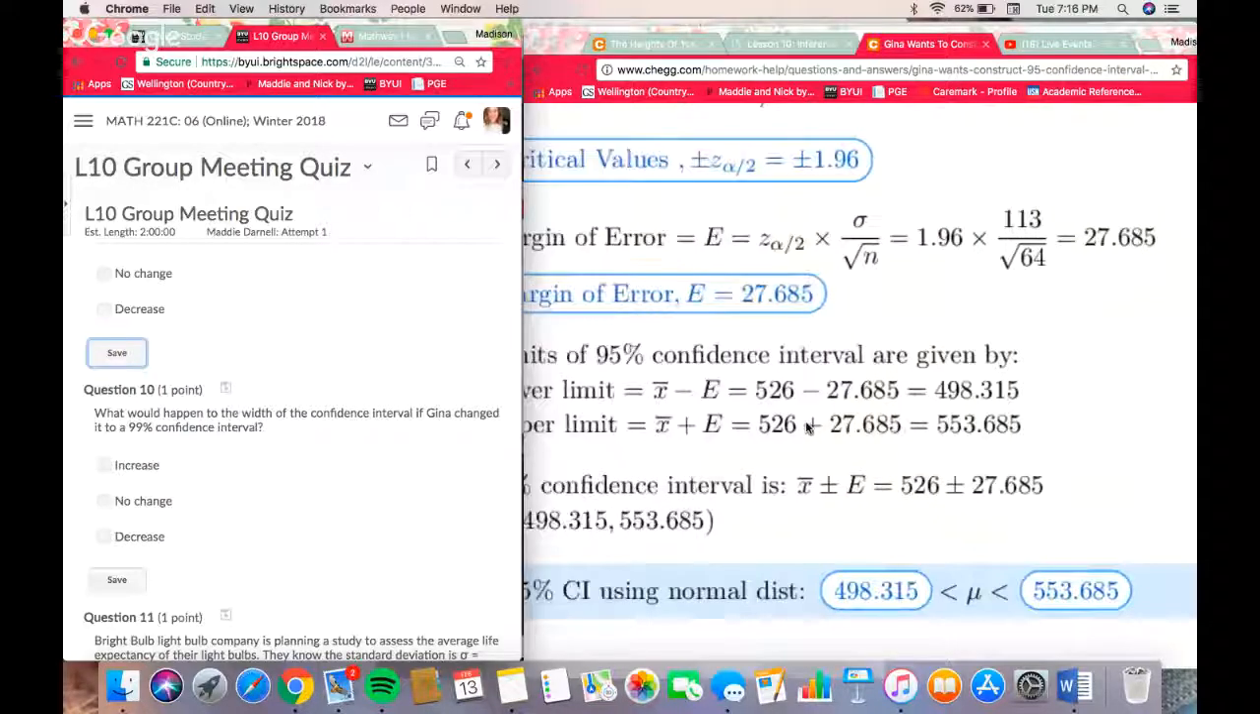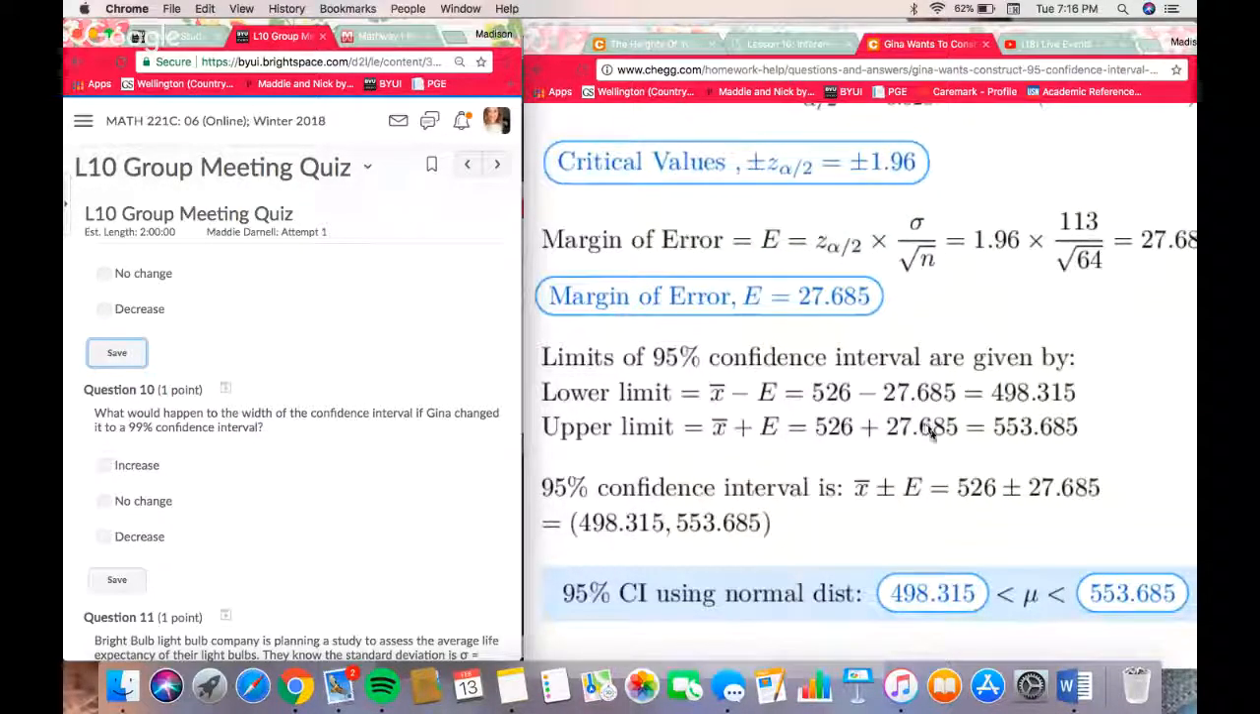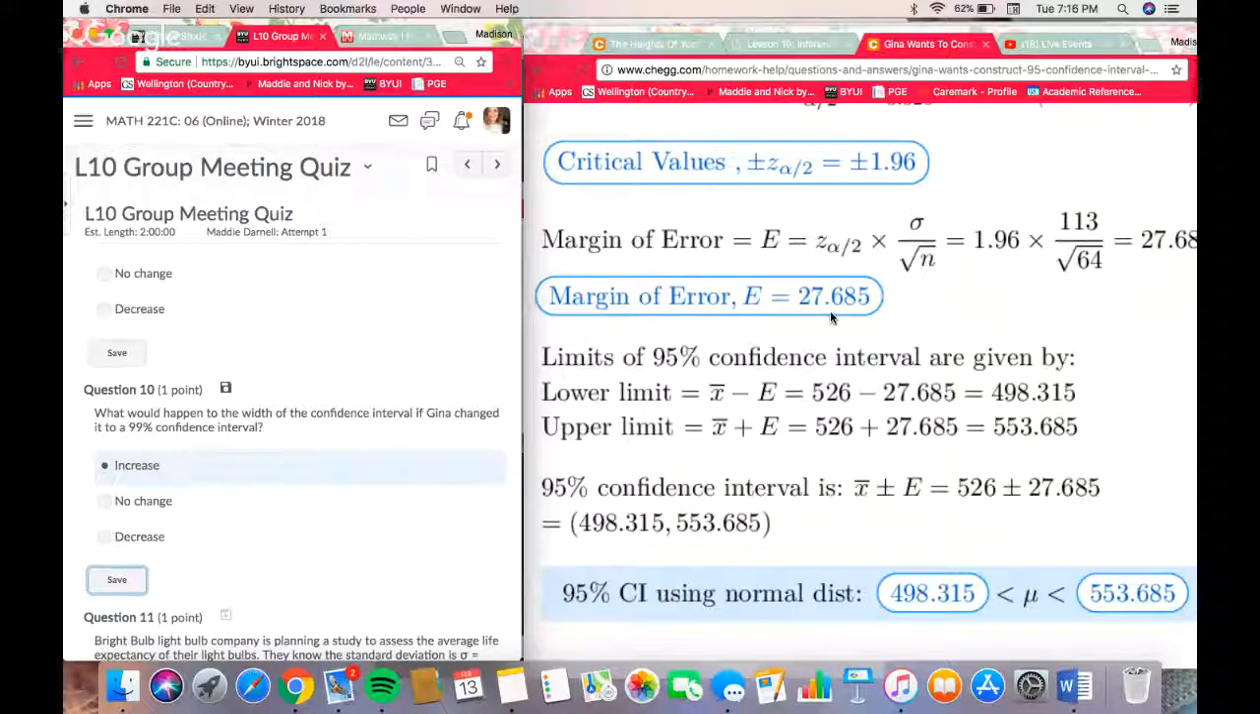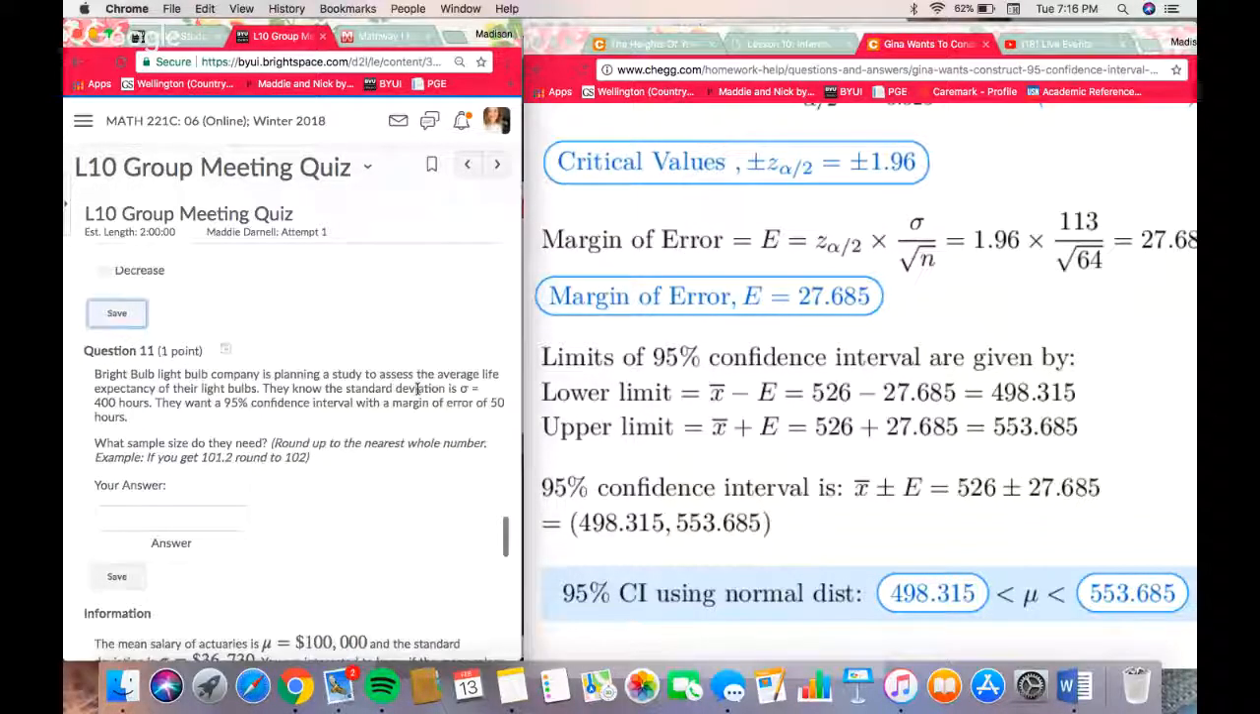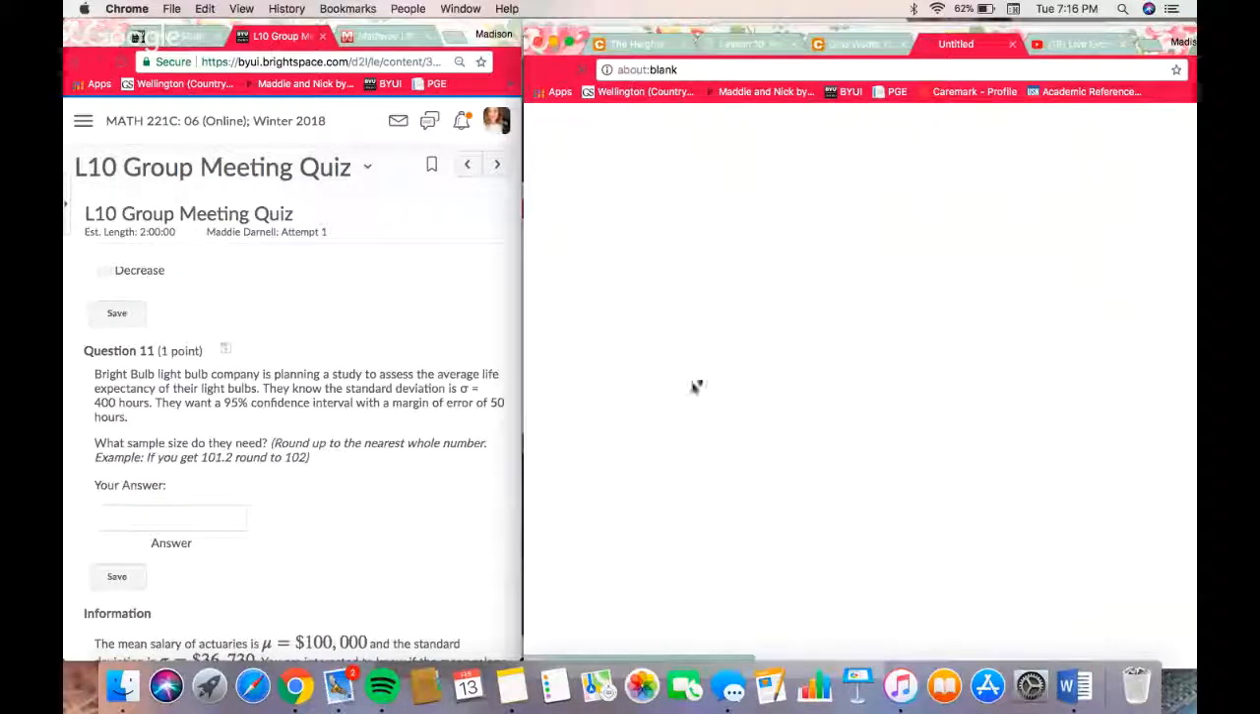For 10, right? Oh, wait. Well, the confidence intervals are going to increase, yeah. Because your margin of error is going to increase. So therefore your confidence intervals are going to increase. Well, your lower limit's going to decrease because it's bigger. Your upper limit is going to increase. Okay, so it's hard to say. I feel like it would just increase anyways. Yeah.